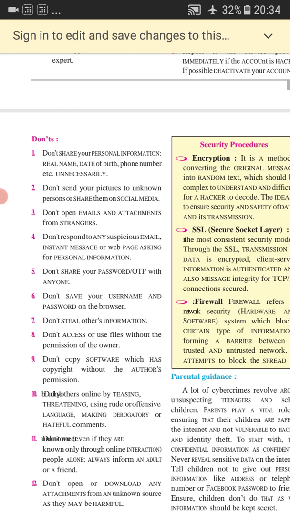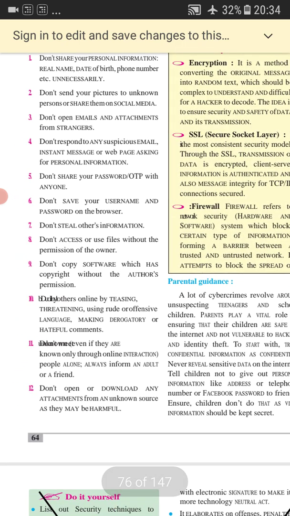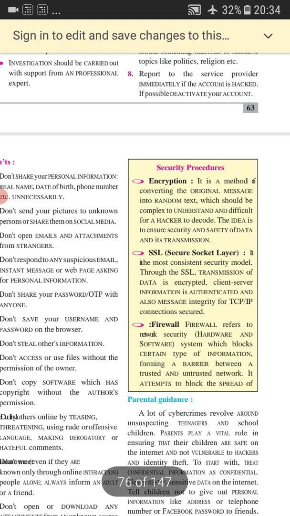You can do online interaction only if you are an adult. If you are below 18, do not do the things where it is mentioned that you can use them only if you are 18. Do not download or open any attachment from any unknown source. So these are all the things which you can avoid to remain secure.